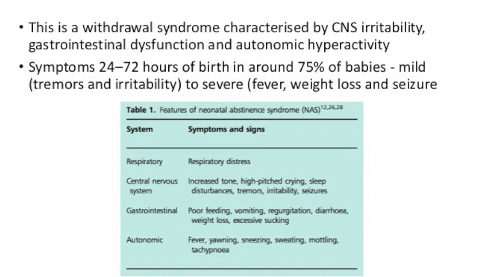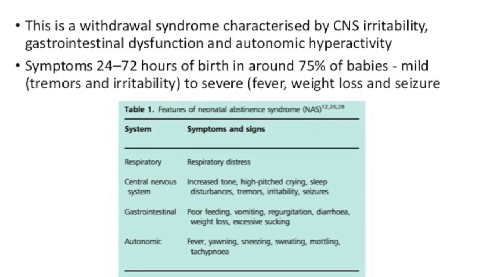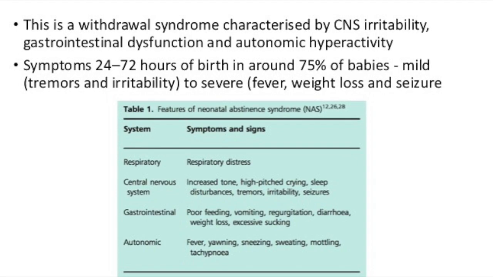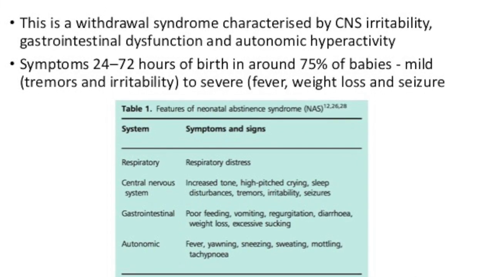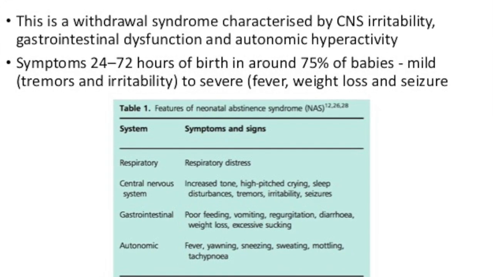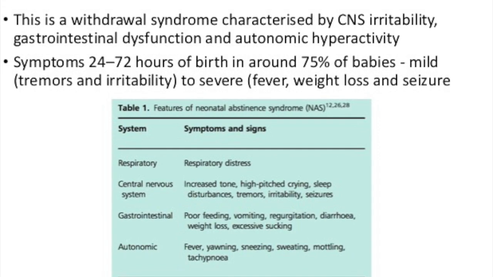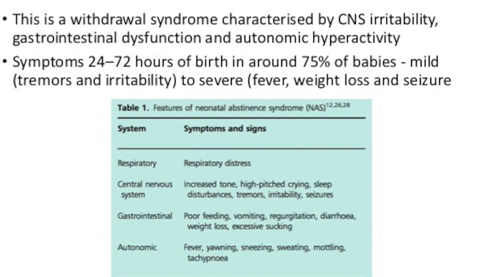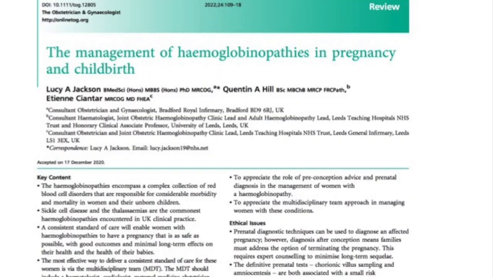So in the respiratory system, you can have respiratory distress. In the central nervous system, you can have increased tone, high-pitched crying, sleep disturbance, tremors, irritability, seizures. In the gastrointestinal system, you can have poor feeding, vomiting, regurgitation, diarrhea, weight loss, excessive suckling. Autonomic, you can have fever, yawning, sneezing, sweating, mottling, and tachypnea.